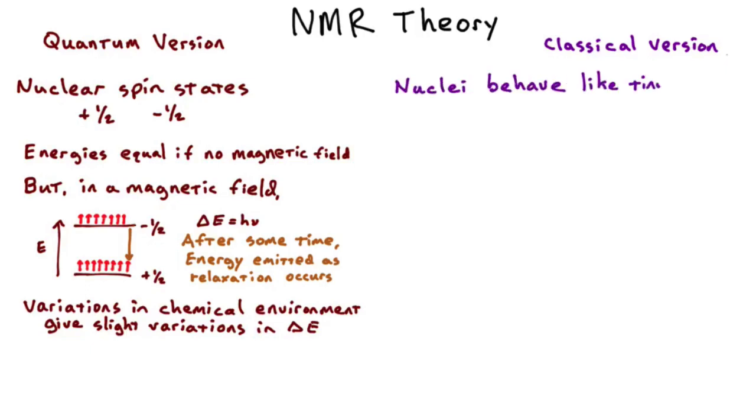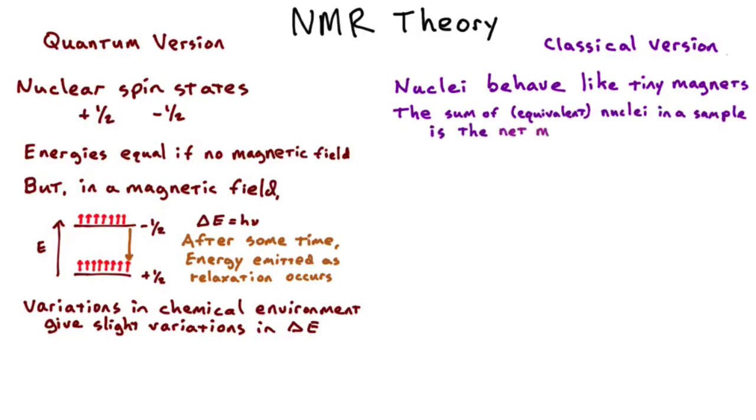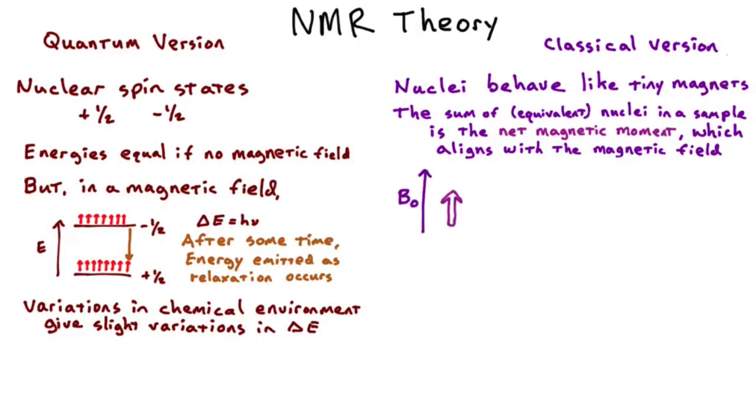Okay, so let's work on the classical version now. In the classical version, nuclei behave like tiny little magnets, which we've kind of said before, right? They also behave like little spinning tops because they have angular momentum. So, think about the magnetic aspect. First of all, you have a giant sample because even a little bit of liquid has a ton of molecules in it. So if you sum up the magnetic moments of all these little tiny magnets, you get the net magnetic moment. And this net magnetic moment aligns with the external magnetic field, which is kind of how things behave. Like magnets will line up with each other.